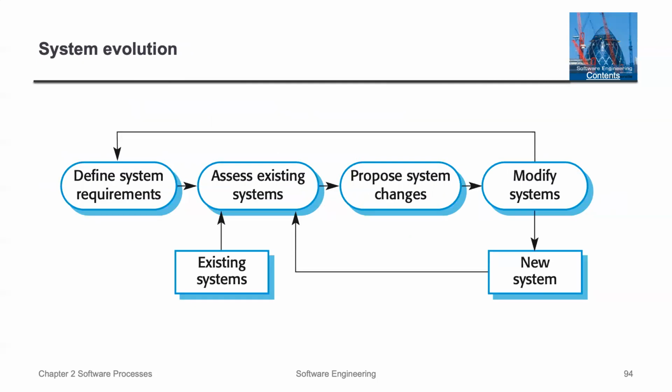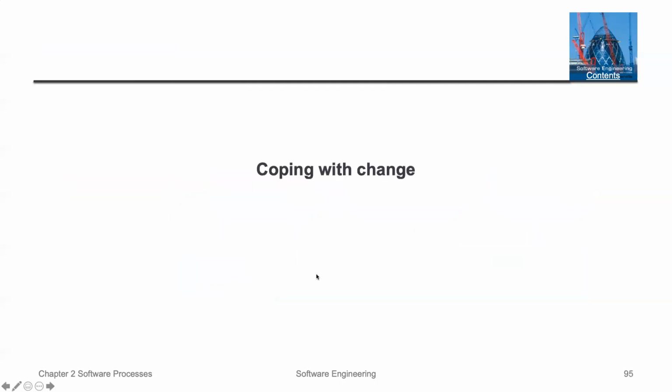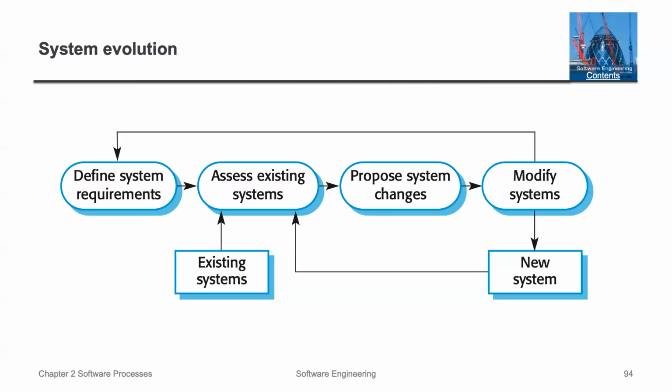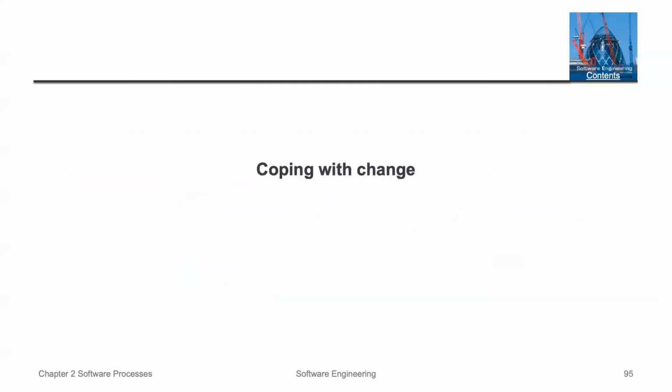So for system evolution, you define system requirements, that flows into assessing existing systems, proposing system changes, and then modifying systems. And if there are things that need to be modified, then you have a new system. And so we're seeing how these are the ways that things can evolve, and you can have existing systems folding into this process. So you either have existing systems, you modify systems, and ultimately you come into a new system, which is what you're trying to focus on.